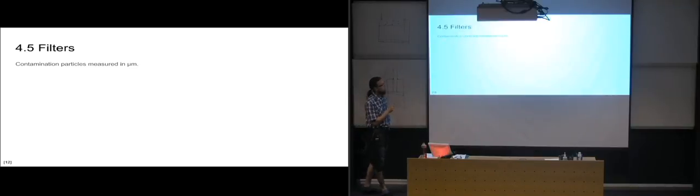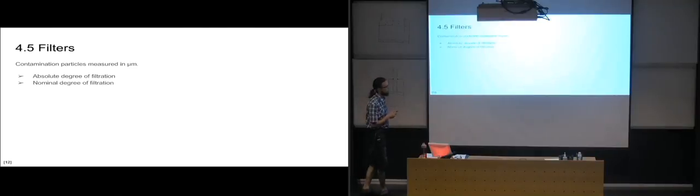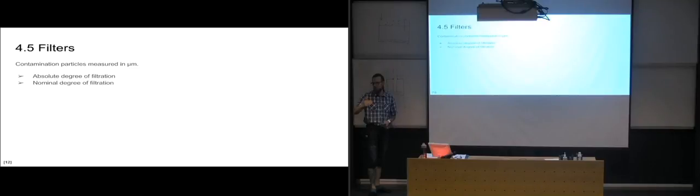And the contamination particles are measured in micrometers. And then we look at the absolute degree of filtration, or we look at the nominal degree of filtration. So the absolute degree of filtration will be what we are actually filtering, how much we are managing to filter. The nominal one will be basically the value that's given for the filter. So what the supplier says, that this filter can handle this much filtration. So that's when you're going for the nominal.